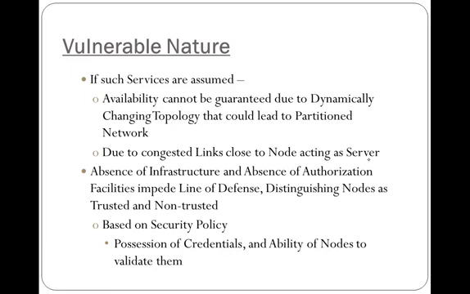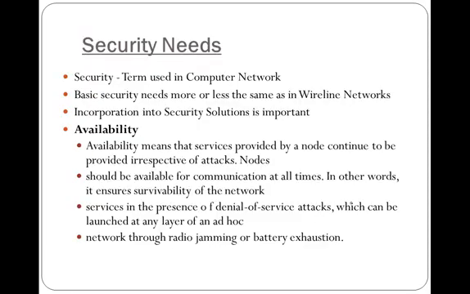Similarly, absence of infrastructure and absence of authorization facilities impede the line of defense and distinguishing nodes as trusted and non-trusted. So one mechanism might be that we can register nodes before deploying them, or before giving them some authority to join a network as a trusted or non-trusted node. And similarly, we also have some security policy based on which we can check the credentials of any node that wants to join a network.